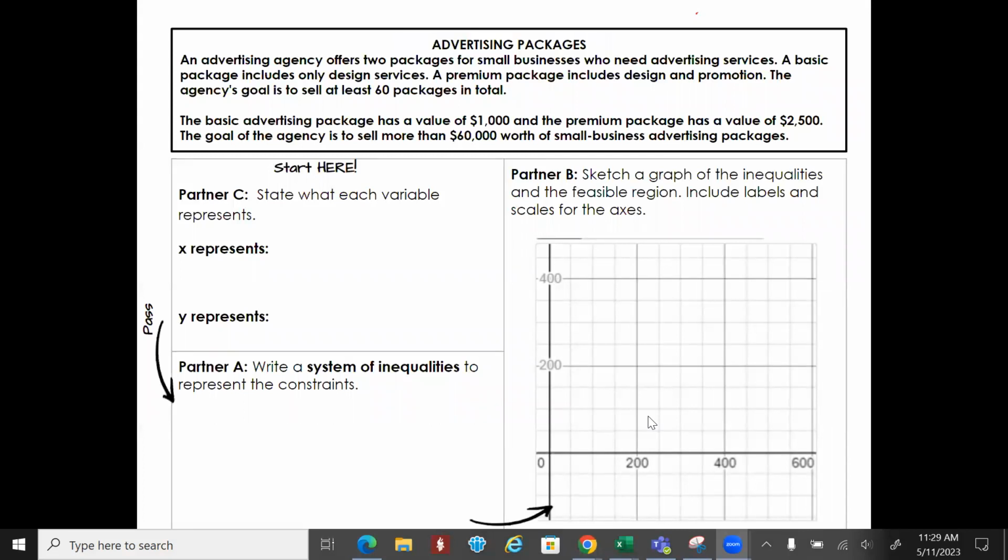Reading this, it says advertising packages. An advertising agency offers 2 packages for small businesses who need advertising services. A basic package includes only design services. Premium includes design and promotion. The agency's goal is to sell at least 60 packages in total. The basic advertising package has a value of $1,000 and the premium has $2,500. The goal is to sell more than $60,000 worth of small business advertising packages. I don't know what that means.